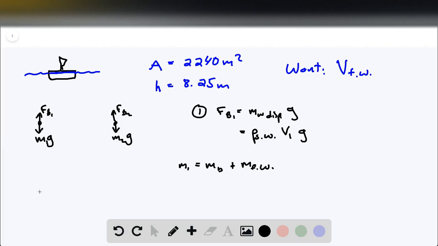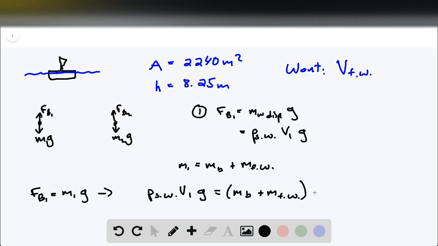Since these forces are balanced, it's not moving up and down in the water line, we can equate for the first situation these two forces. So that means just combining this with our expanded way of writing out this total mass here and the buoyant force from Archimedes' principle, we know that we have density of the salt water times V1 times g is equal to mass of the boat plus mass of the fresh water times g. So you can get rid of the factor of g there, the acceleration due to gravity.